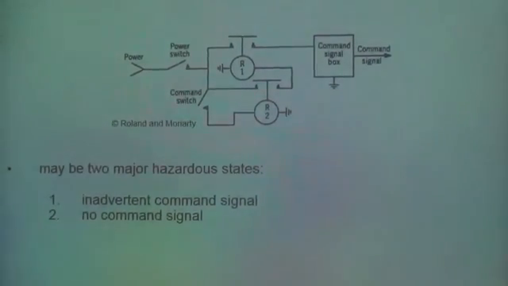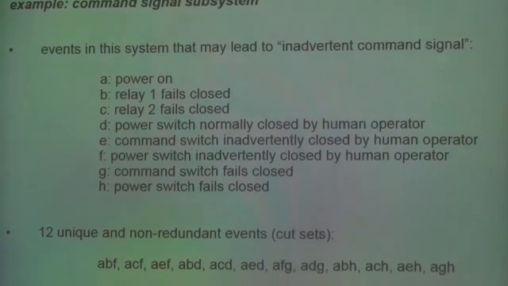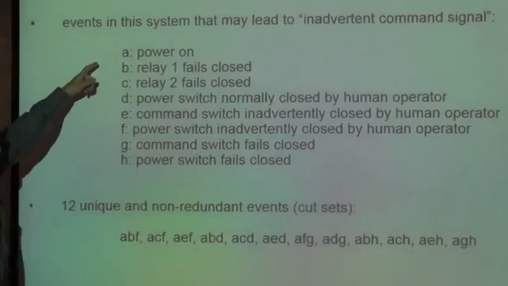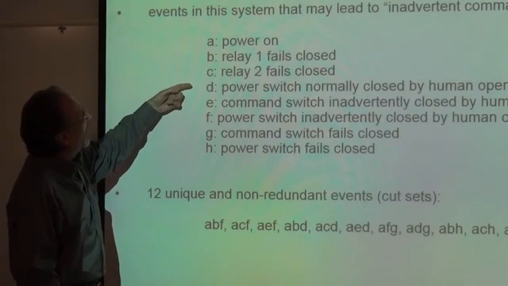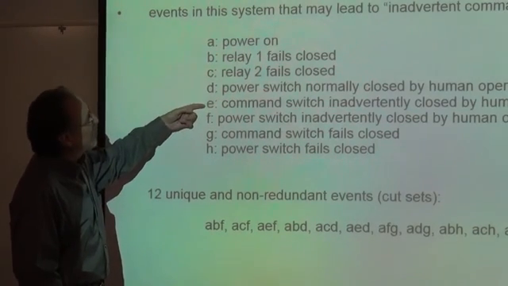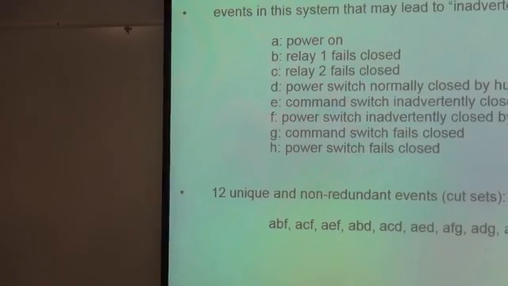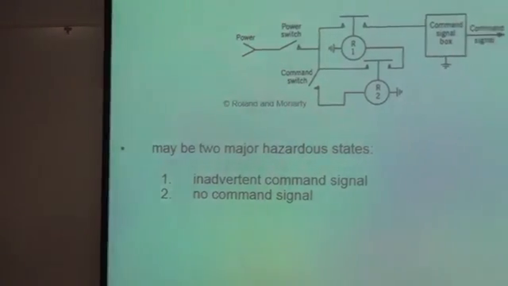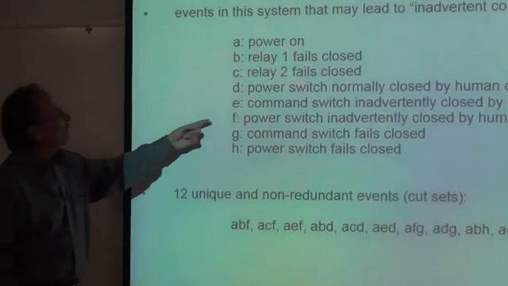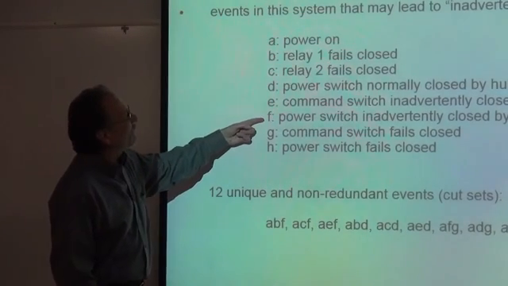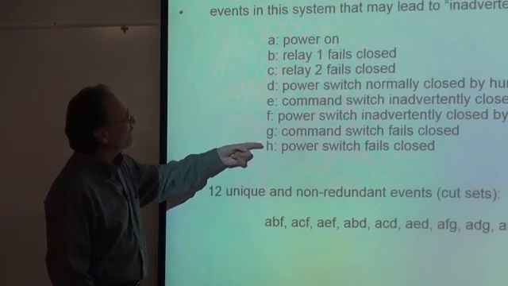The inadvertent command signal could be that we have power on. These are the things that have to happen. The power's on, relay 1 and 2 both have closed. The power switch is closed by a human operator. Command switch is inadvertently closed by the human operator. I probably should have copied this over. This command switch right here is inadvertently closed because that way we get an inadvertent signal. And so command and power switch could be inadvertently closed. Command switch fails closed, power switch fails closed.